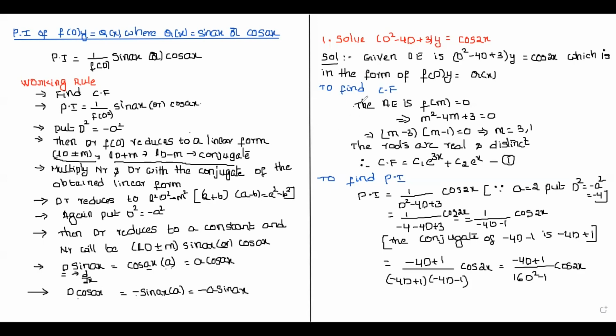Now let us solve the first problem. D squared minus 4D plus 3 into y is equal to cos 2x. The given differential equation is in the form of D squared minus 4D plus 3 into y is equal to cos 2x, which is in the form of f of D into y is equal to Q of x. The first step is to construct the complementary function. For constructing the complementary function, the auxiliary equation should be written, which is f of m is equal to 0.